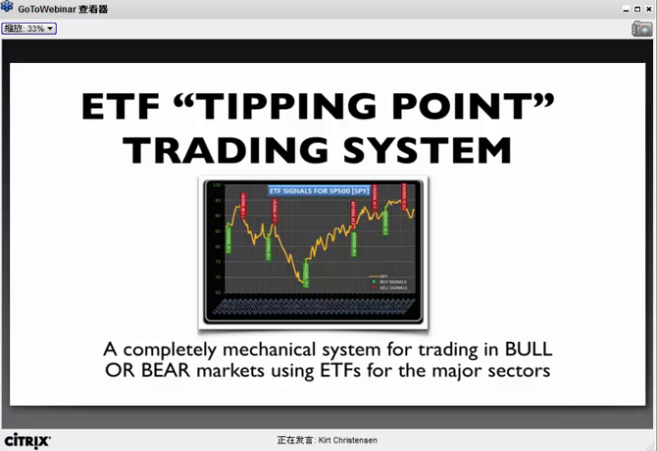Good afternoon, good morning, good evening, I guess, depending on where you're at in the world. This is Kurt Christensen, and today we're here with the ETF Tipping Point Trading System. We're going to show you a completely mechanical system for trading in bull and bear markets using ETFs as proxies for the major sectors.